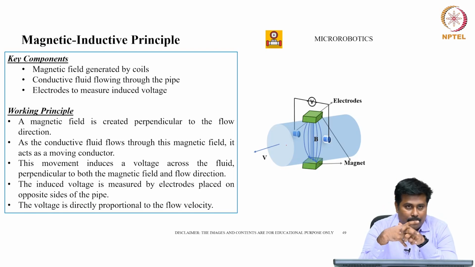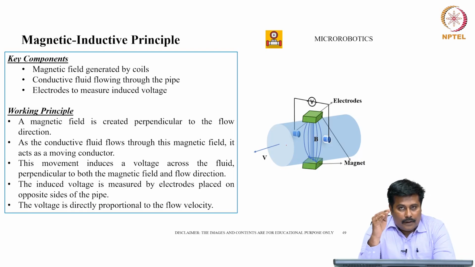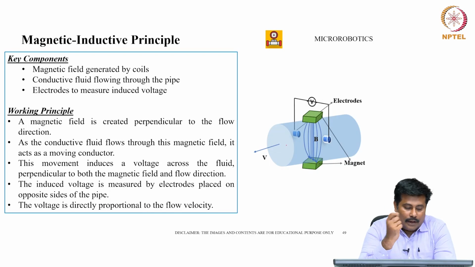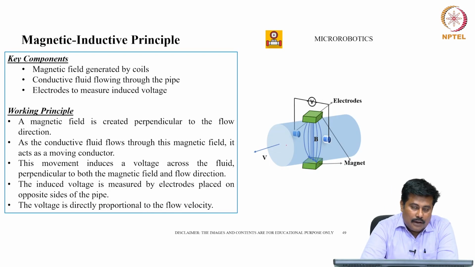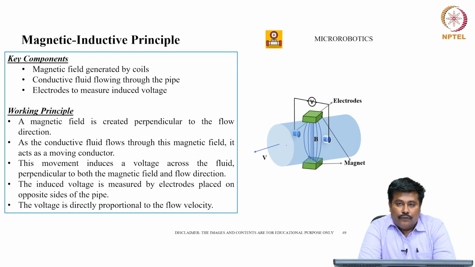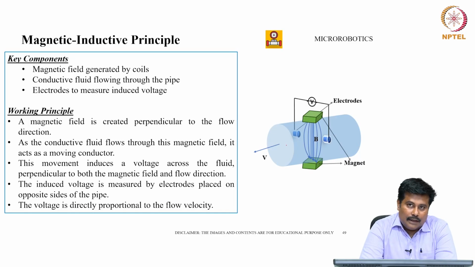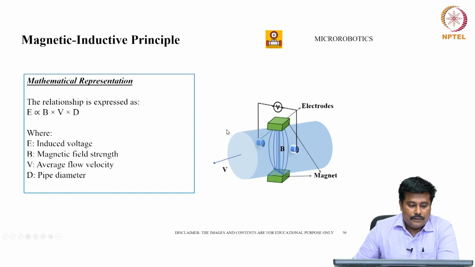From the working principle point of view, a magnetic field is created perpendicular to the flow direction. As the conductive fluid flows through this magnetic field, it acts as a moving conductor. This movement induces a voltage across the fluid perpendicular to both the magnetic field and the flow direction. This induced voltage is measured by the electrodes placed on the opposite sides of the pipe, and the voltage is directly proportional to the flow velocity.